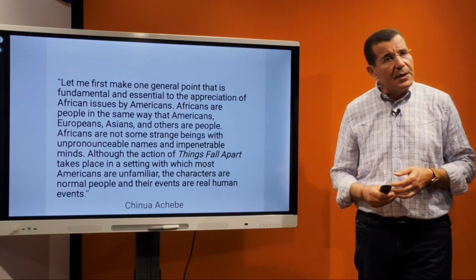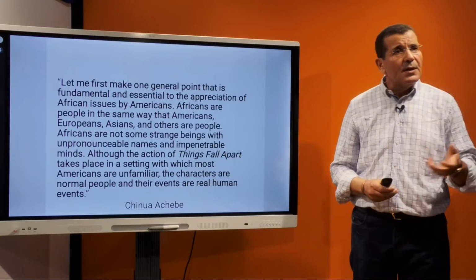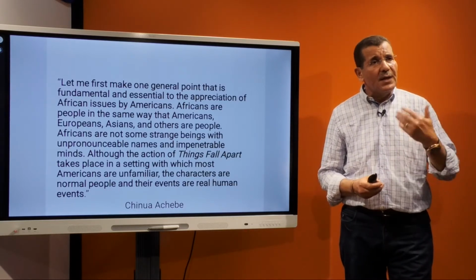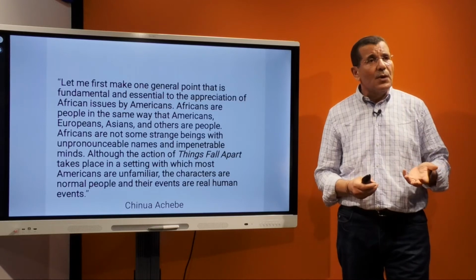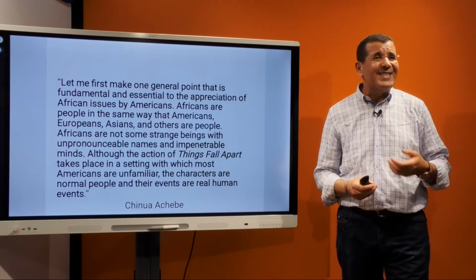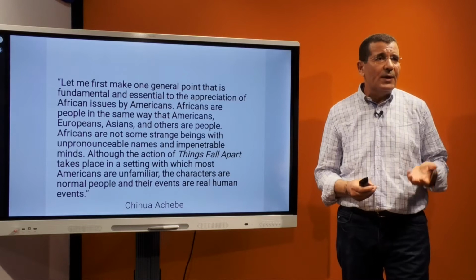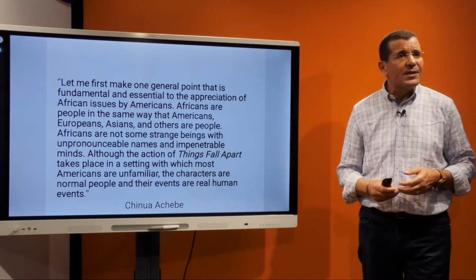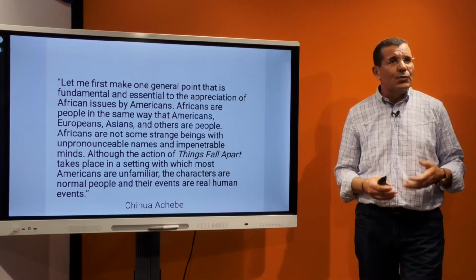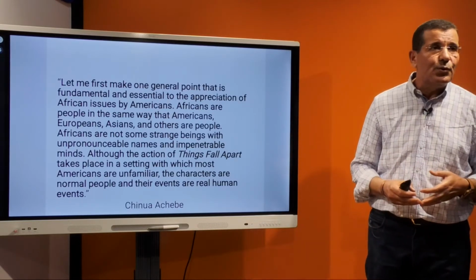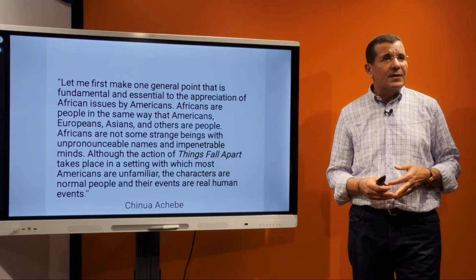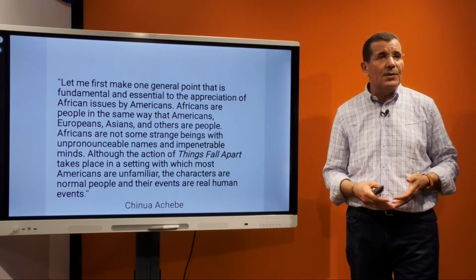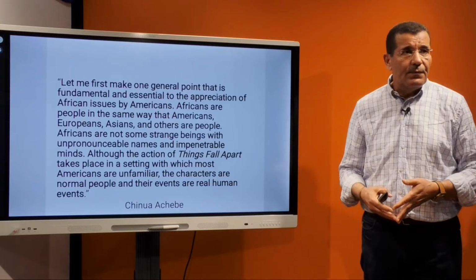Another quote here shows, again, the difference between what he is writing and the readers, who are maybe foreigners and they cannot know what he's doing. Let me first, he says, make one general point that is fundamental and essential to the appreciation of African issues by Americans. Africans are people in the same way that Americans, Europeans, Asians, and others are people.